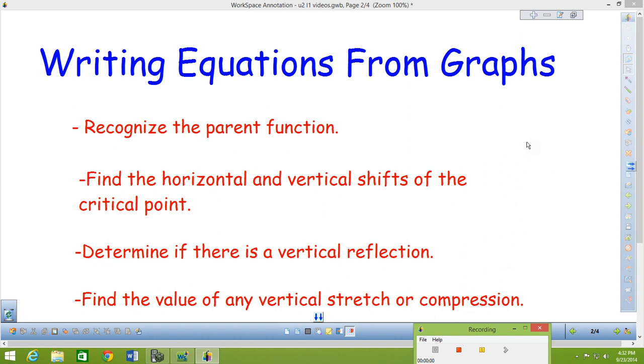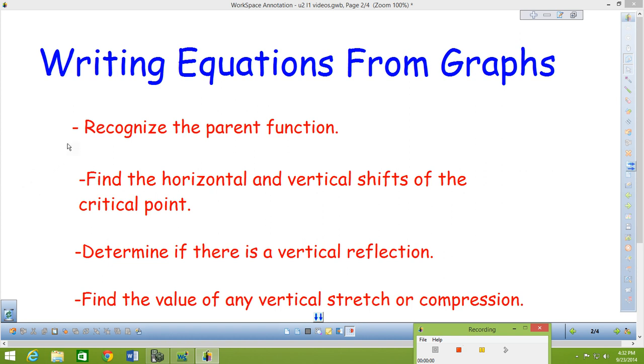Over the course of the last couple of days, we have been looking at parent functions that have been transformed with an a value, a c value, and a d value, and made a determination of what would happen to the new graph. Today, we're going to look at graphs and write equations from those graphs. So this is the order that we're going to use to do that.